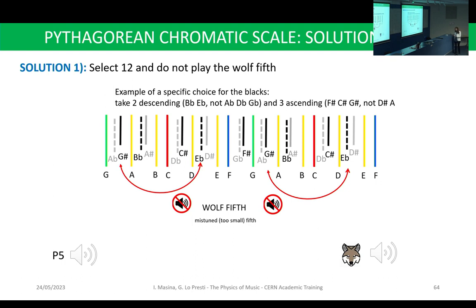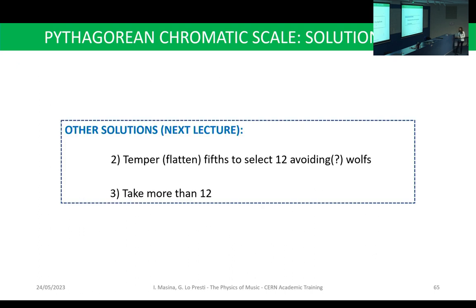But historically, of course, you want to do even better. And the other solution will be discussed by Giuseppe in the next lecture. One direction, as you might know, is to temper, to flatten your fifth and select, again, 12 notes, avoiding, if you temper your fifth in a convenient way, the Wolf fifth, a not pleasant fifth, as much as you can, or take more than 12 keys. Why not? And we will also see microtones in the next lecture.